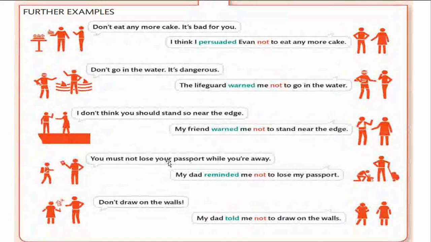You must not lose your passport while you're away. My dad reminded me not to lose my passport. We have the reporting verb, the object of the reporting verb, and the infinitive. The word not is inserted between the object of the verb and the infinitive. Don't draw on the walls. My dad told me not to draw on the walls. Me is the object of the word told. To draw is the infinitive and not is inserted between the object of the verb and the infinitive.